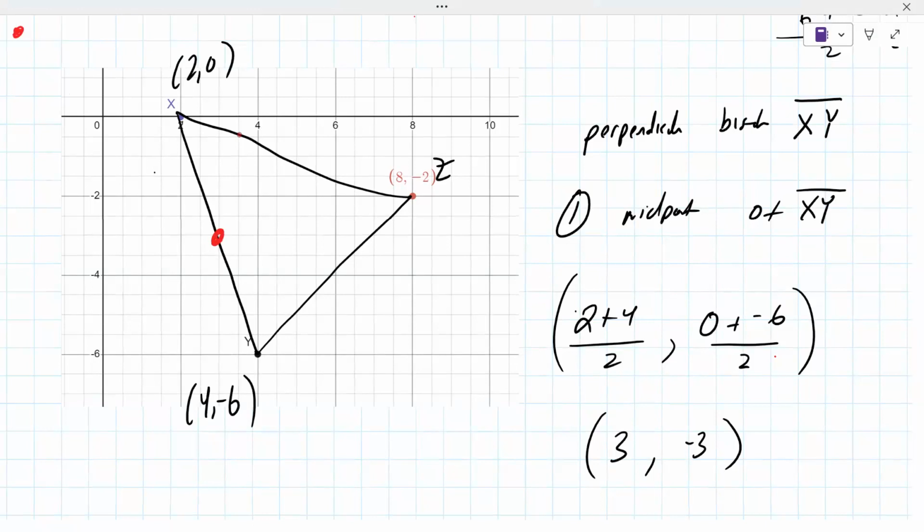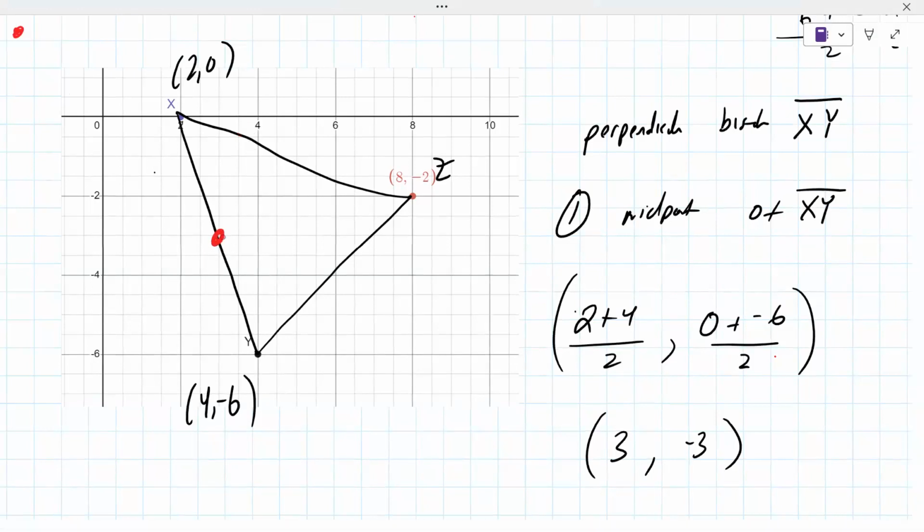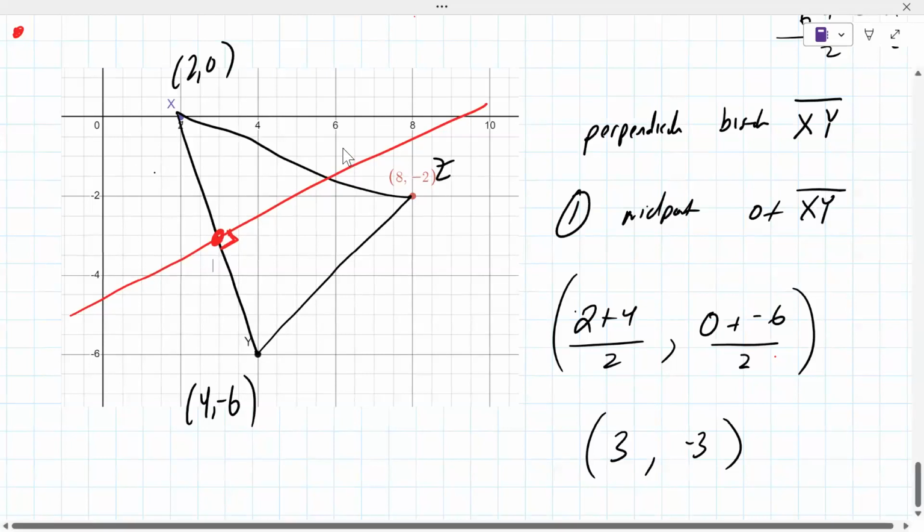So the line here, the perpendicular to this, like if you're trying to figure out what it looks like, that's 90 degrees, like visually it's something like that. Maybe it's a little bit more up or down, but it's something like that. Notice it does not go through Z.